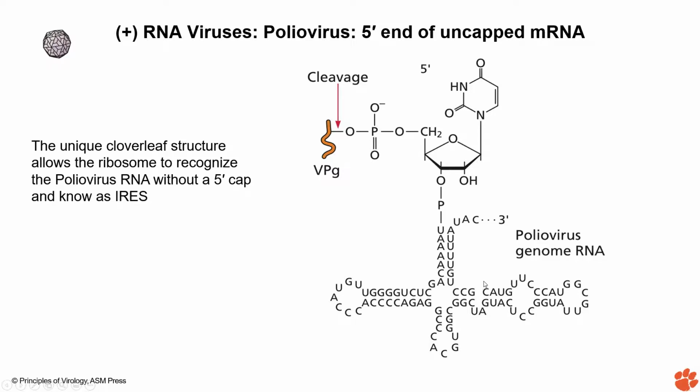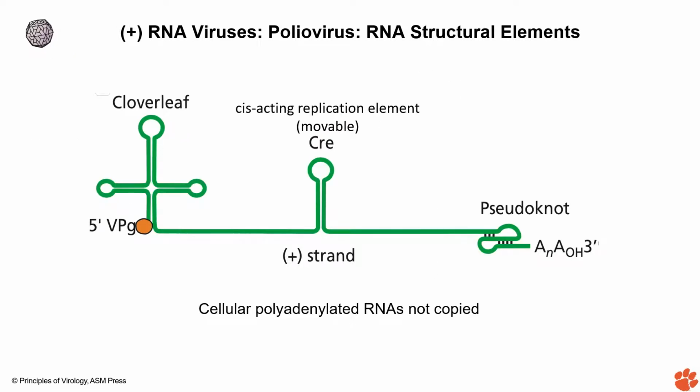And there is a special structure that is formed by a secondary structure, and that is recognized by the ribosome, and that mRNA can be translated without a cap. This is known as an IRES, or an internal ribosomal entry site. It's around the 749 nucleotide, and we're going to see that once again as well.